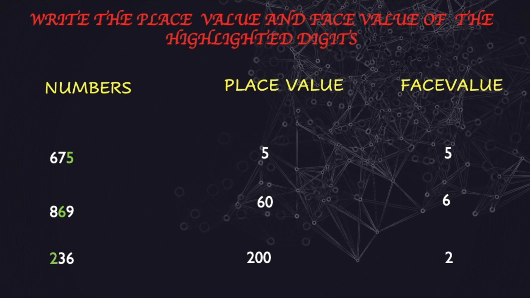So, place value and face value. In place value, we have to write the value of the digits according to its position, and in face value, the face value of each digit in a number is the same as the digit itself.